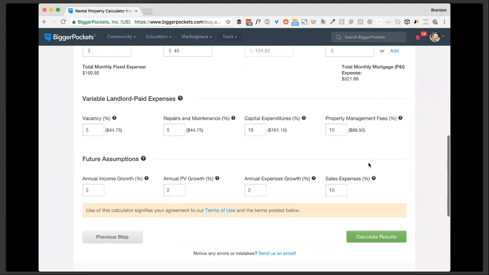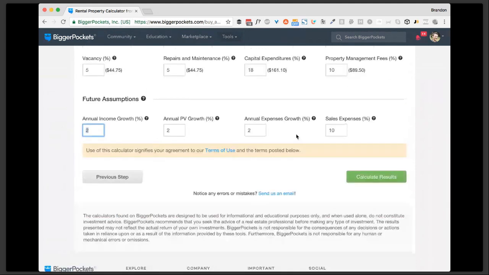We've got future assumptions as the last section here, meaning what is this going to be like in the future? What do I think the annual income will do? What do I think the property value will do? What do I think the annual expenses are going to do? And then the last section is someday down, who knows when, I sell the property. How much am I going to have to pay in expenses to sell the property based on the purchase price or the sale price? What do I have to pay?